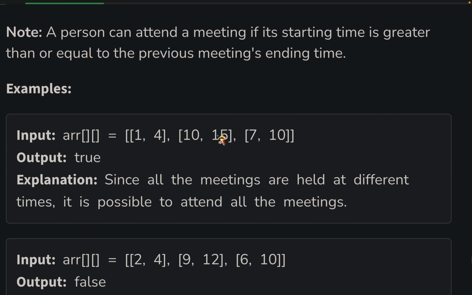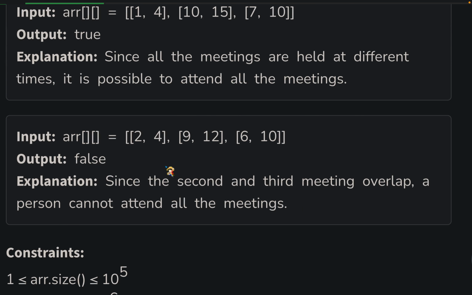A person can attend a meeting if its starting time is greater than or equal to the previous meeting's end time. So such is the example, and as you can see, 1 to 4 doesn't clash, and he can just go ahead and attend 7 to 10 and from there 10 to 15. So yes, it is true, he can attend all three, but in this case he cannot. The reason is very simple: 2 to 4, next he goes for 6 to 10, but if he attends 6 to 10, 9 to 12 is not possible.